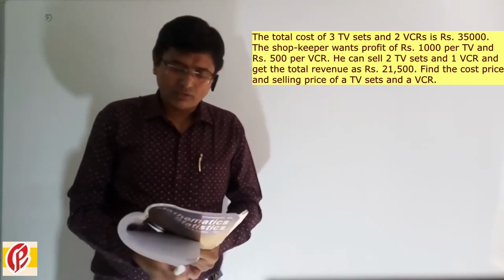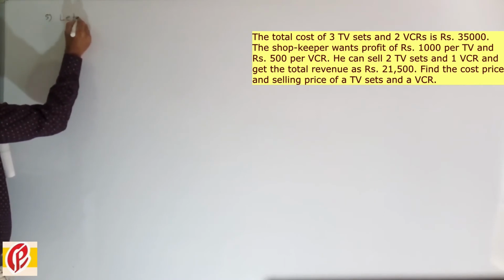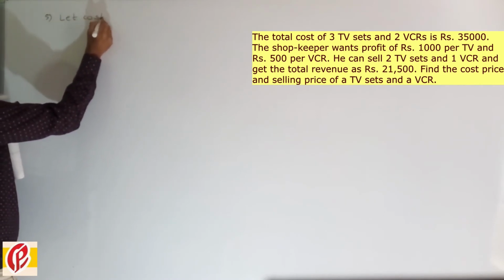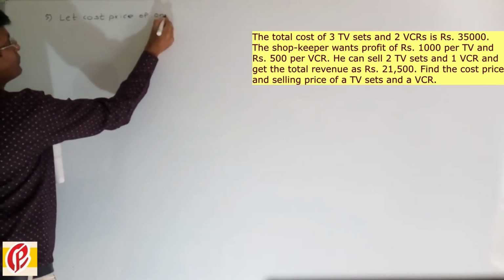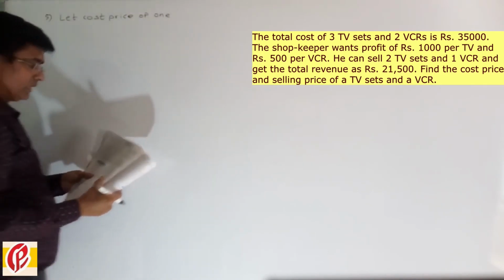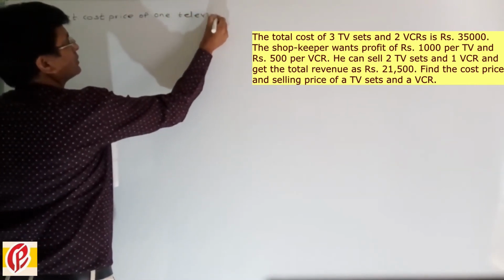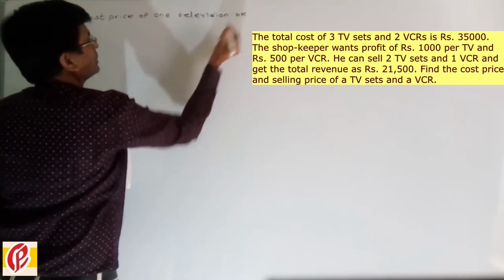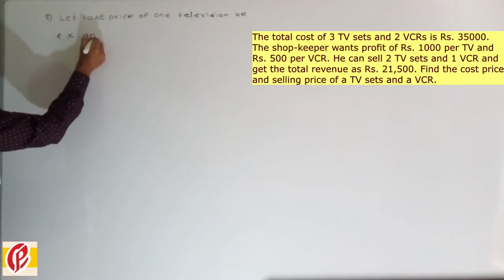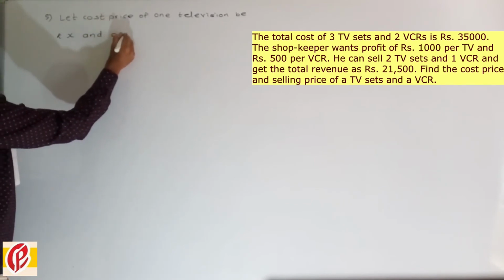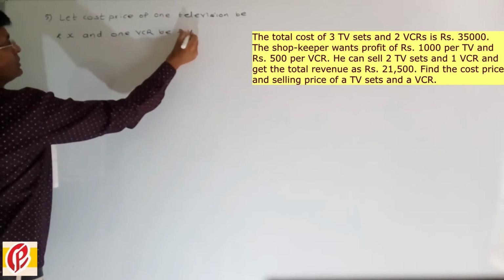Now first of all, let the cost price of one television be rupees X and one VCR be rupees Y.